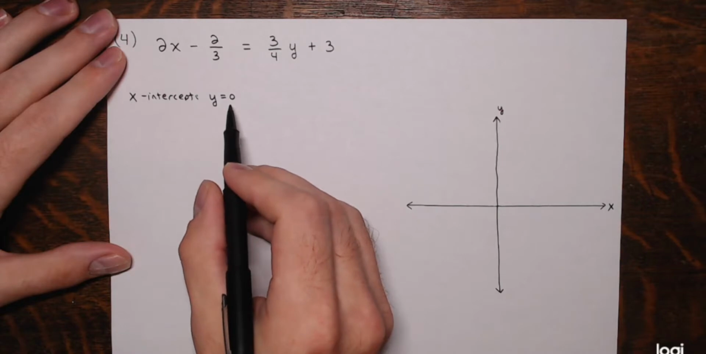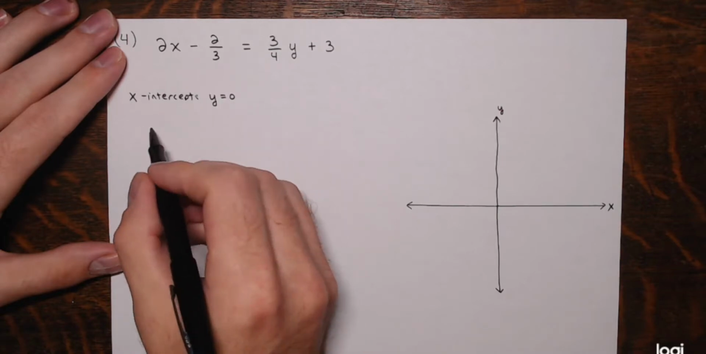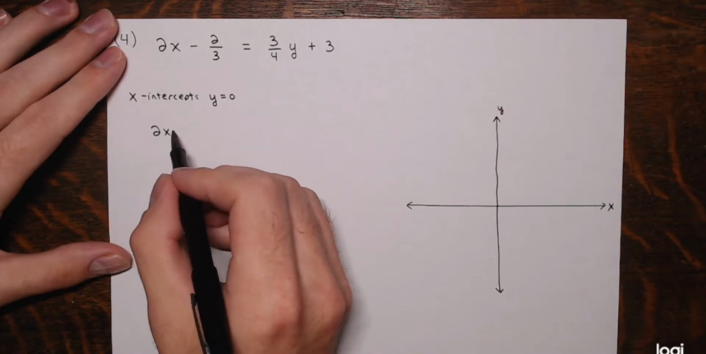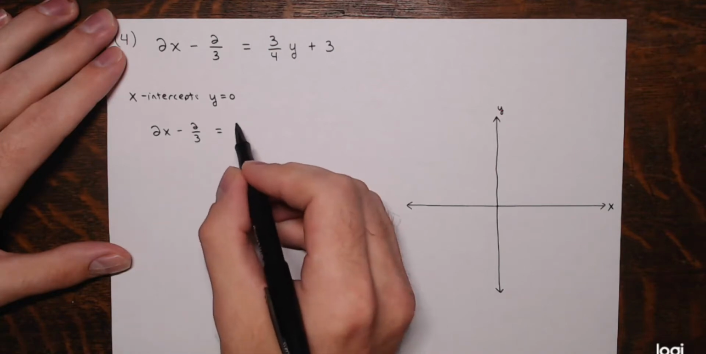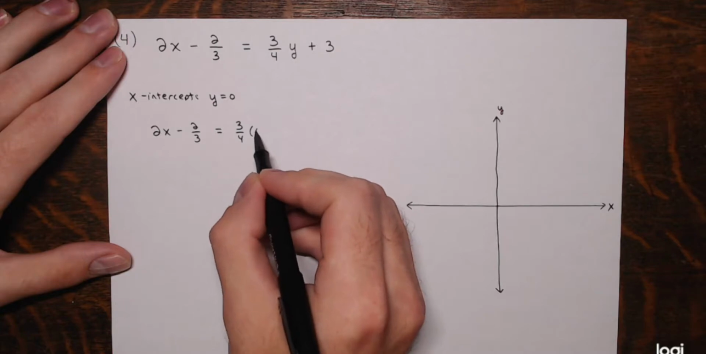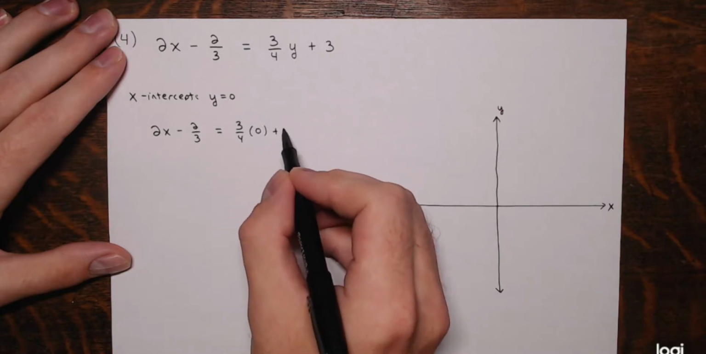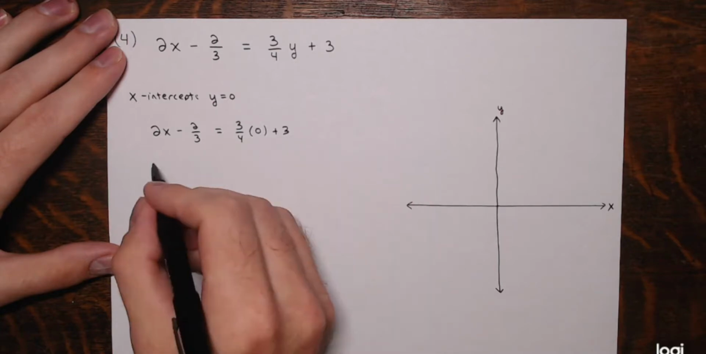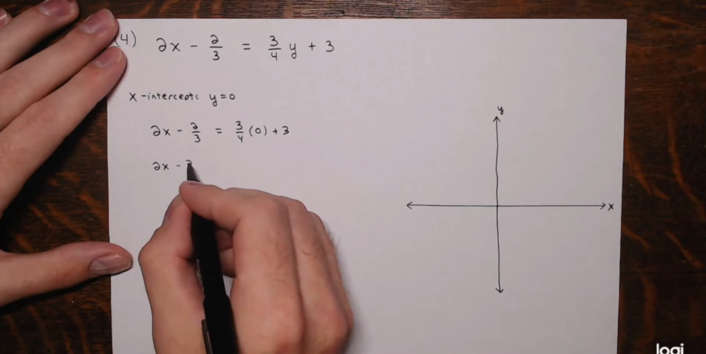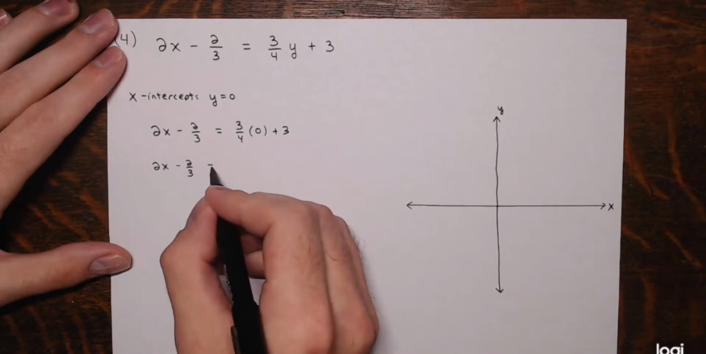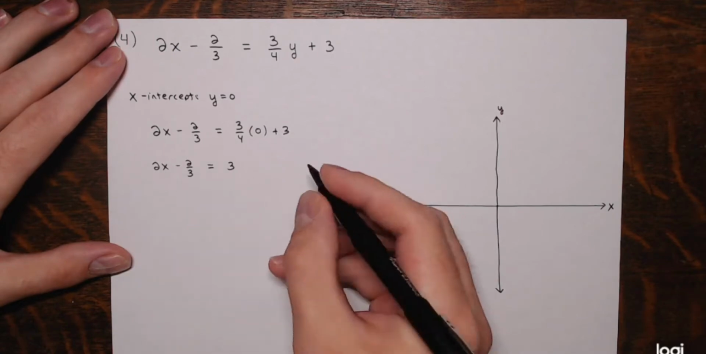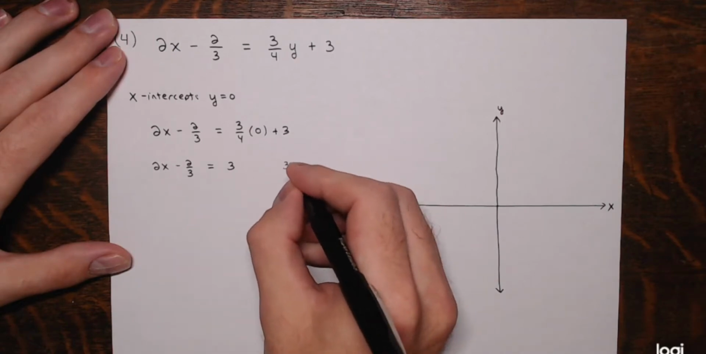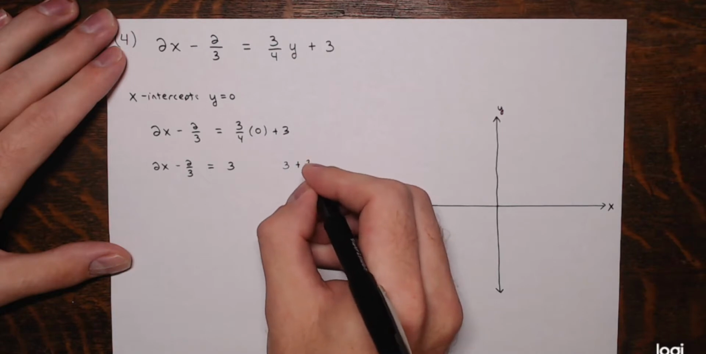So the left side, 2x minus 2/3 equals 3/4 times 0 plus 3. So that's just 3, right? 2x minus 2/3 equals 3. Alright, then I would add 2/3. Now, remember 3 plus 2/3.